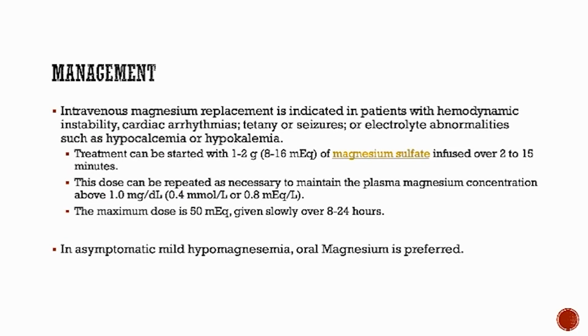Critically ill patients who are hemodynamically unstable, have cardiac arrhythmias, tetany or seizures, or have electrolyte abnormalities such as hypocalcemia or hypokalemia are treated with IV magnesium sulfate of 1 to 2 grams, which is infused over 2 to 15 minutes. This dose can be repeated as necessary to maintain the plasma magnesium concentration above 1 milligram per dL. The maximum dose that can be given is 50 milliequivalents, which is given over 8 to 24 hours. In asymptomatic mild hypomagnesemia, oral magnesium is preferred.